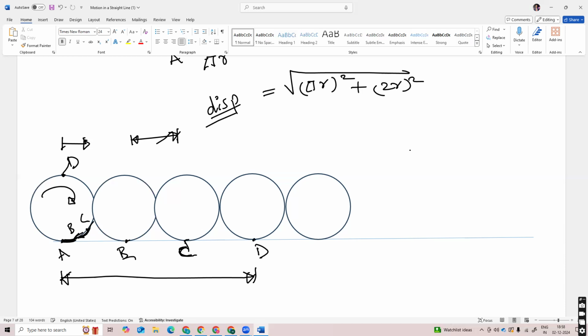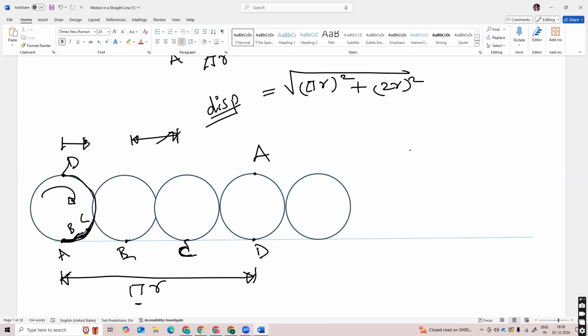Because A and D are diametrically opposite to each other, point A will reach opposite to point D. So when this wheel covers this distance, which is half of the perimeter from point A to point D, let's say this is pi r. When point A covers this much distance, point D, which is diametrically opposite, will come and touch the ground. Therefore, this distance is pi r, which is half of the perimeter.